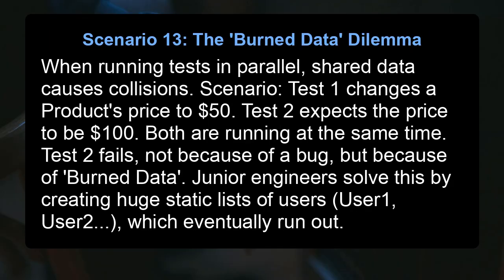Scenario 13, the burned data dilemma. When running tests in parallel, shared data causes collisions. Scenario: Test 1 changes a product's price to $50. Test 2 expects the price to be $100. Both are running at the same time. Test 2 fails not because of a bug but because of burned data. Junior engineers solve this by creating huge static lists of users, user 1, user 2, which eventually run out.